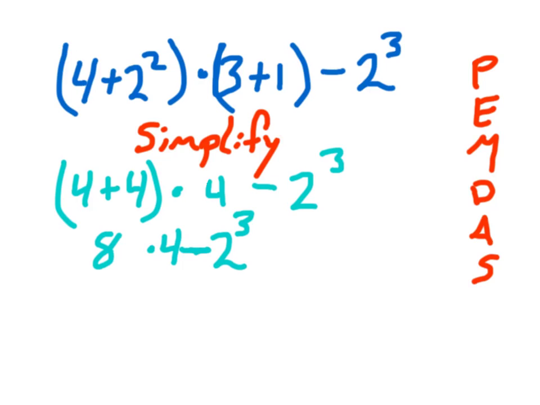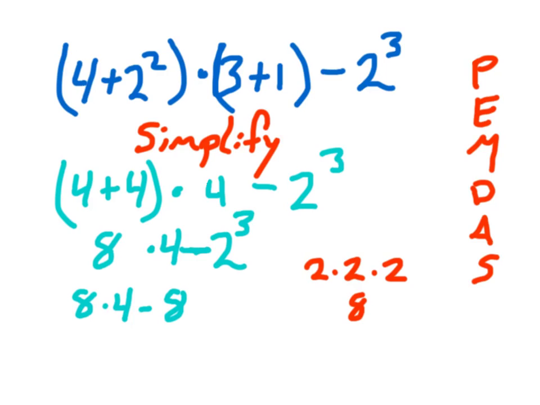So all my parentheses are finally gone. Exponents, I have to deal with that 2 cubed. Now just remember, 2 cubed is equal to 2 times 2 times 2, which hopefully you're going, wait, 2 times 2 is 4, times 2 is 8, so yes. Okay, that's just our aside, so now we can go back to 8 times 4 minus 8, okay? Because I took care of the exponents.